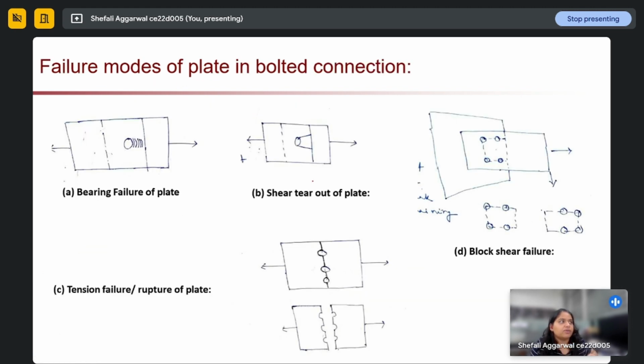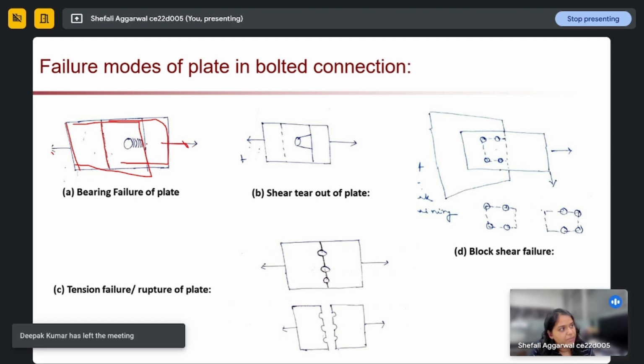Next is the different failure modes of plates in bolted connection. So if we go to the bearing failure, this is one plate, this is our first plate, and this is our second plate. When load is applied in the opposite direction, what is happening? There is a tearing of our plate. So this is called bearing failure of our plate.